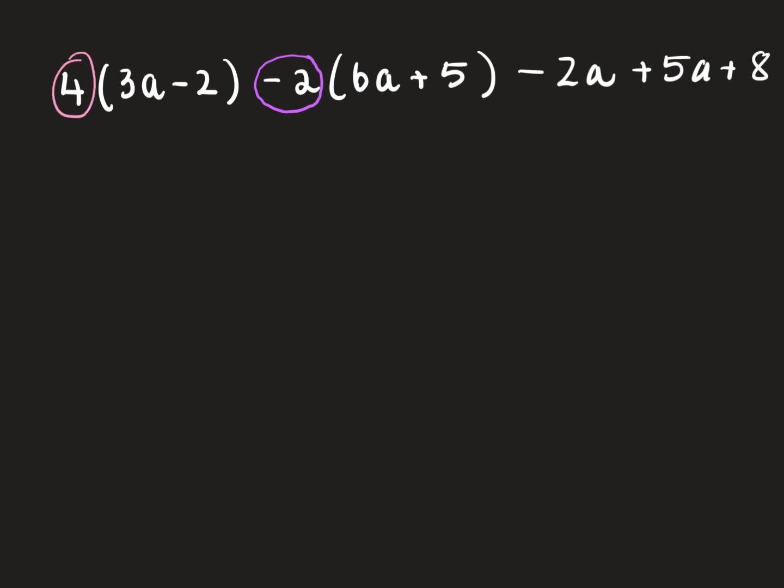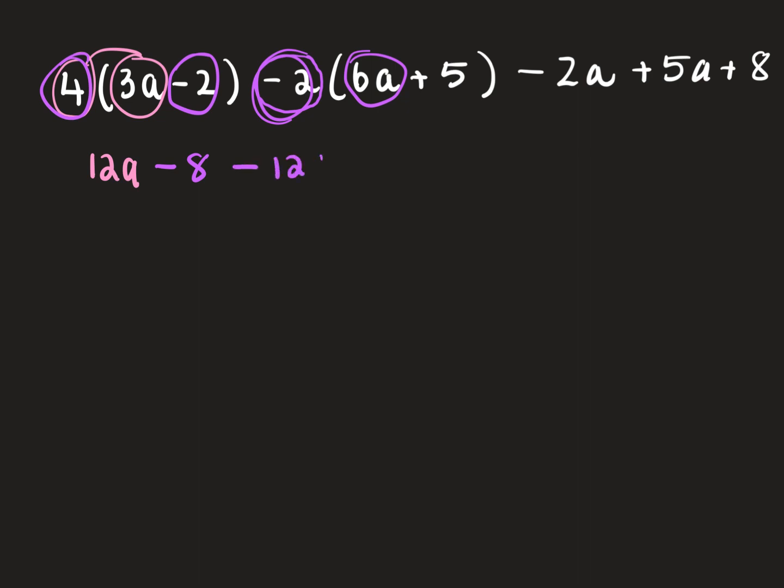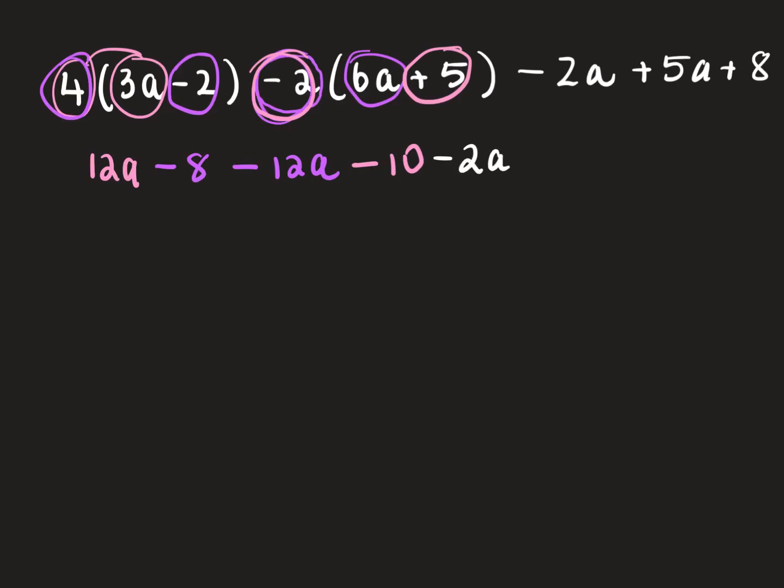I've got 4 lots of 3a is 12a. 4 lots of minus 2 is minus 8. I've got minus 2 times 6a is minus 12a. Then I've got minus 2 times positive 5, negative 10. And then I'm going to write the rest down just as it is.